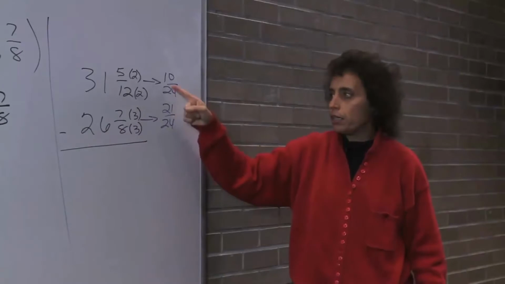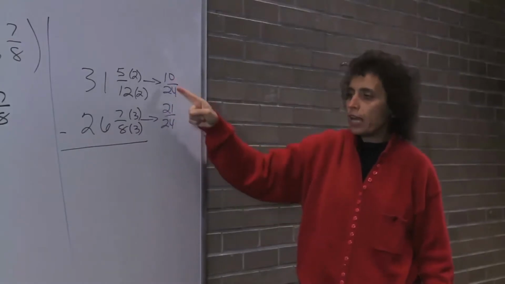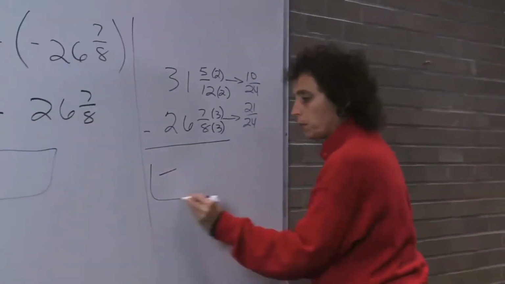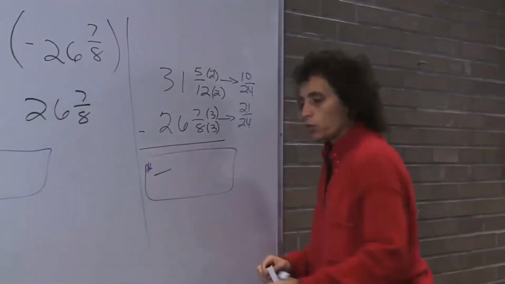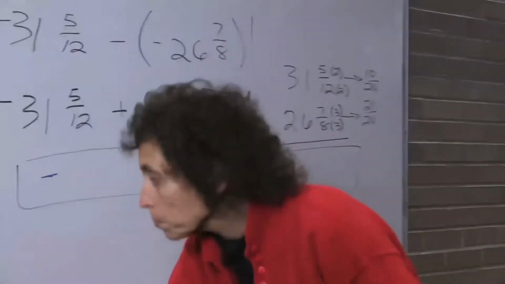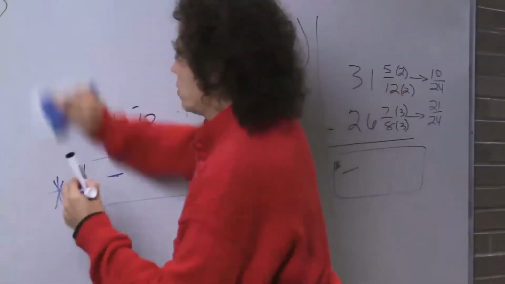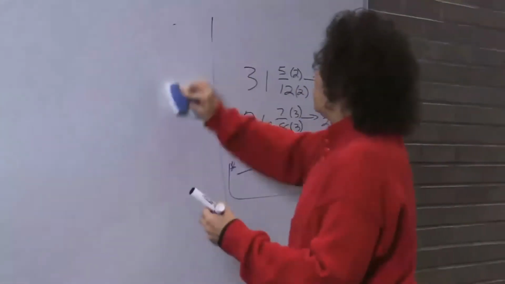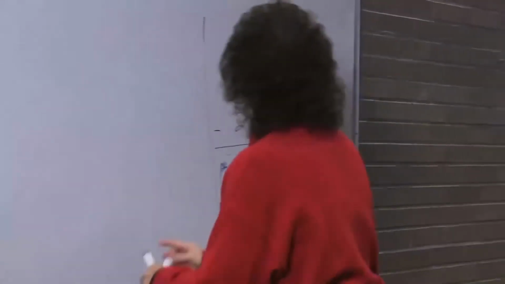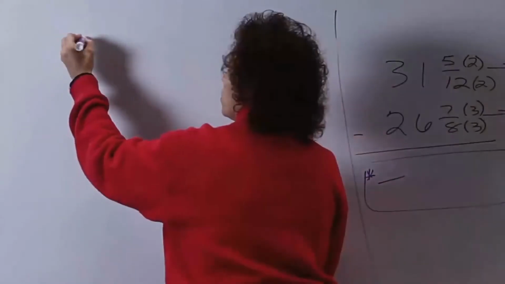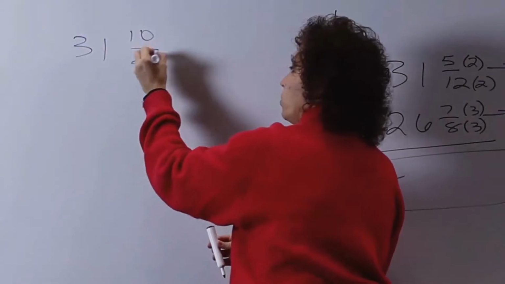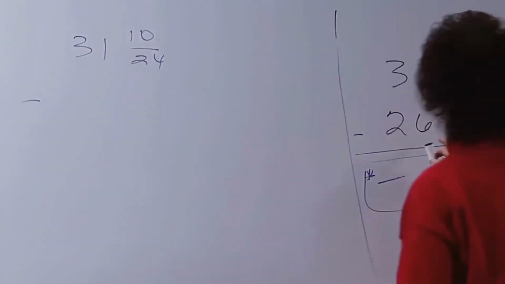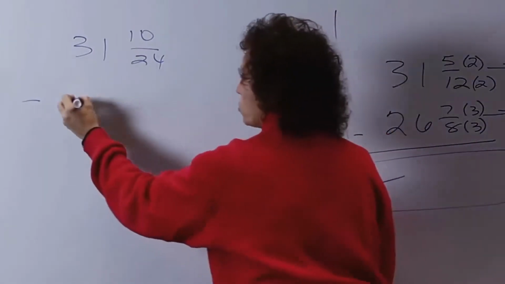I see a borrow coming on. I can't take 21 away from 10. I'm going to rewrite this problem and I'm going to borrow. But I'm going to remember that my answer is negative. Okay, so I'm going to rewrite this problem. Here we go. This is the most exercise I've gotten in the whole week. All right, 31 and 10/24 minus 26 and 21/24.